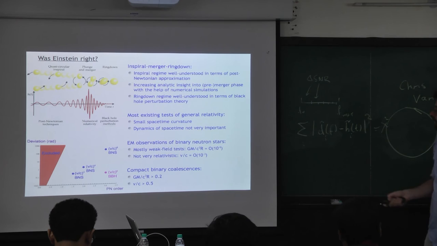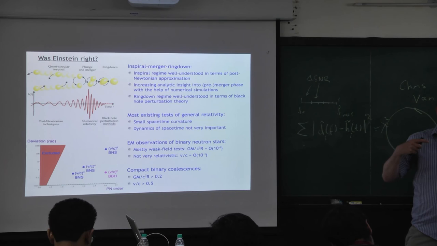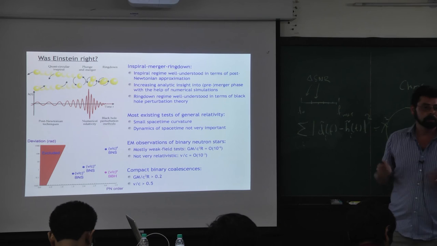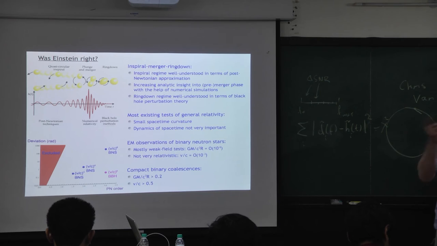So v/c of 0.4 is the v/c at the last stable orbit. And we will see more than that because we'll see the merger as well for the more massive systems. And the compactness that I quote here is also the compactness at LSO, but that will again increase as you go towards the merger still.